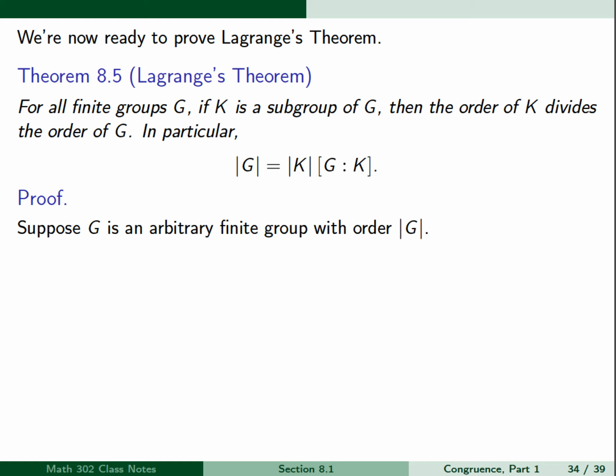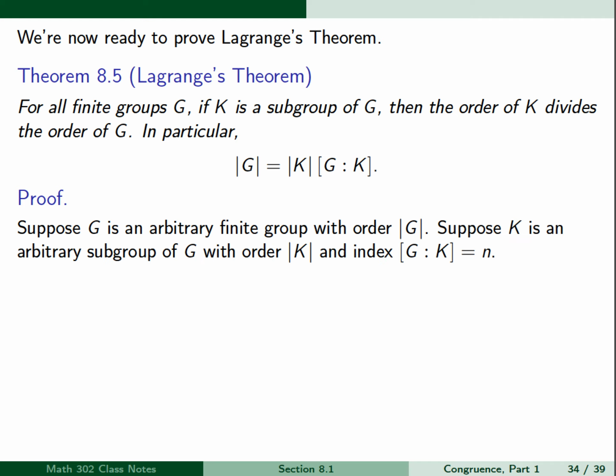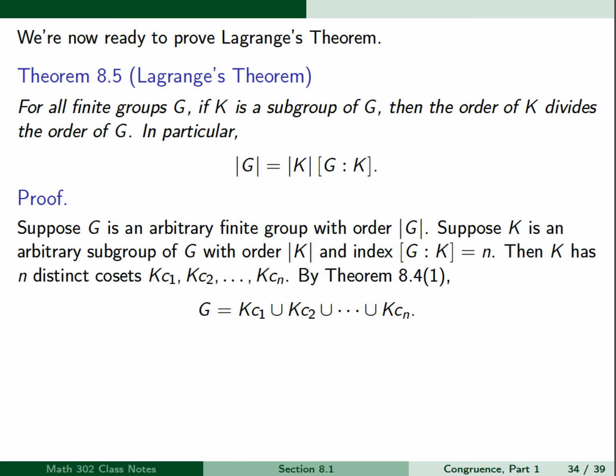To prove this, let's suppose G is an arbitrary finite group, and suppose K is an arbitrary subgroup of G with order |K| and index [G:K] equal to n. Then the index is the number of distinct right cosets. So K has n distinct cosets, which we can label Kc1, Kc2, down to Kcn. Now by Theorem 8.41, the group G is the union of all the cosets. So G is the union Kc1 ∪ Kc2 all the way down to Kcn.